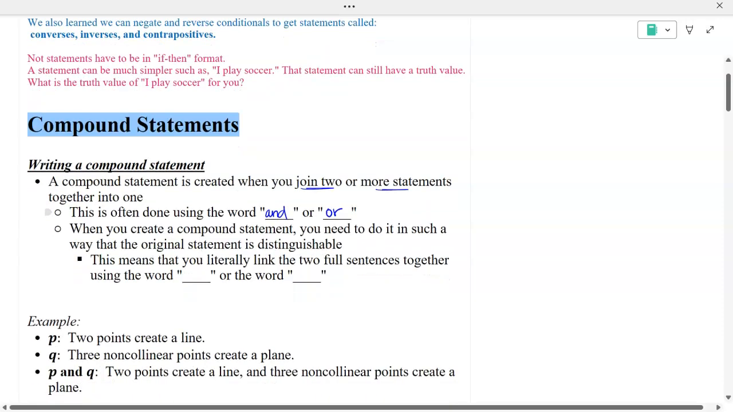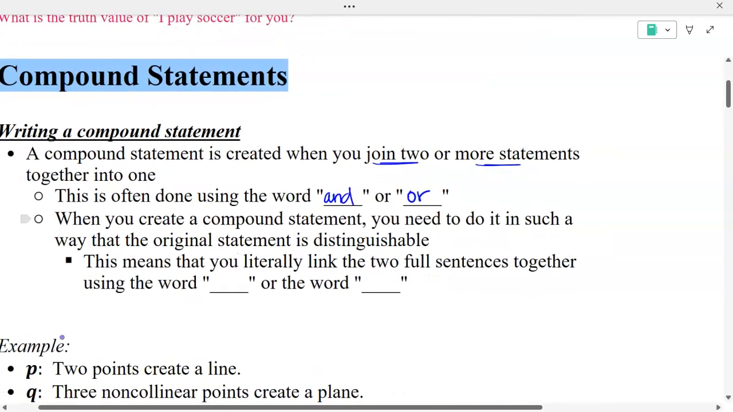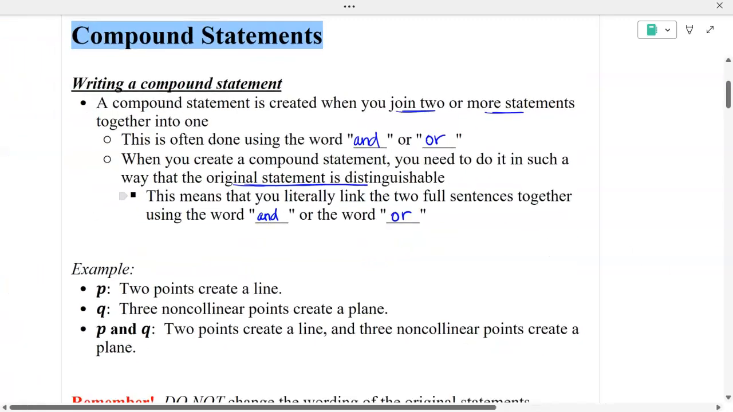And when we are using a compound statement, we're really just joining two or more statements together using some linking words. And the only linking words that we use in math are the words and, or. And the thing is that when you join two statements together, you do it in such a way that the original statement still is really the exact same. And again, you're just linking them together with the words and, or. So let's go through some examples.